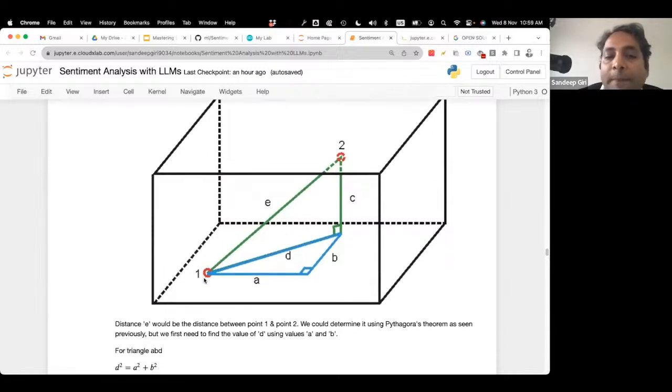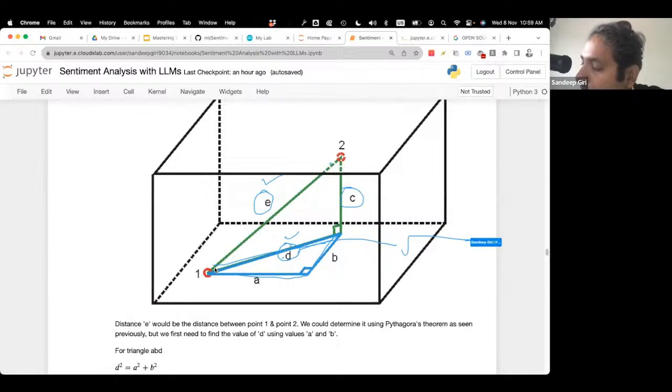Let's say this is one point, and this is another point. When you project it onto 2D, we have to basically use 2 triangles. First, using this triangle, we find D, which is the base for this triangle. To find E, first we find D. So how much is D? D is going to be the square root of A square plus B square, right? And then E is going to be the square root of D square plus C square, so this is going to be A square plus B square plus C square, right?